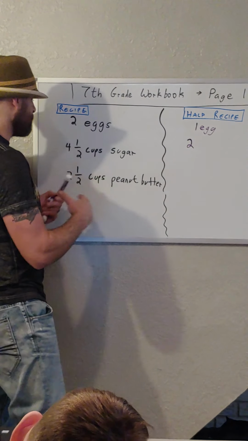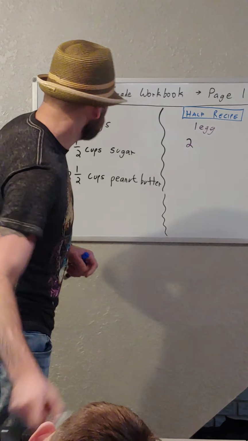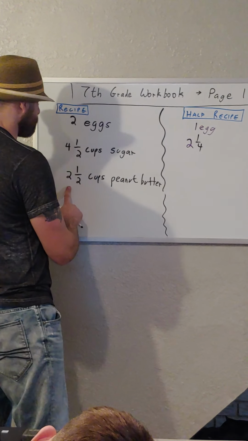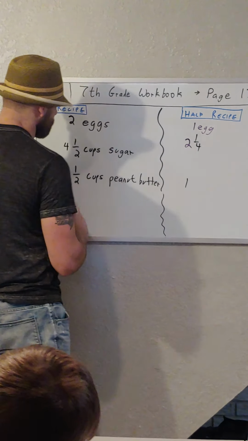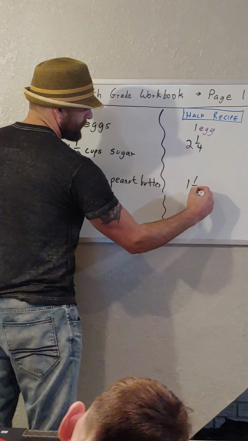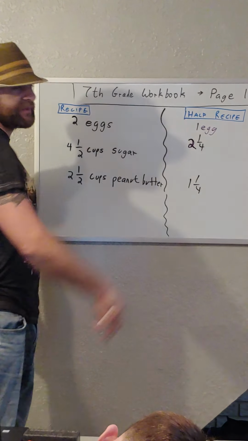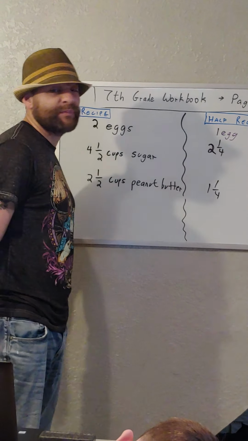So, like we said, half of a half is 1/4. And we got half of 2, which is 1, half of a half, which is 1/4. So that would be your recipe for a half recipe. Pretty straightforward.